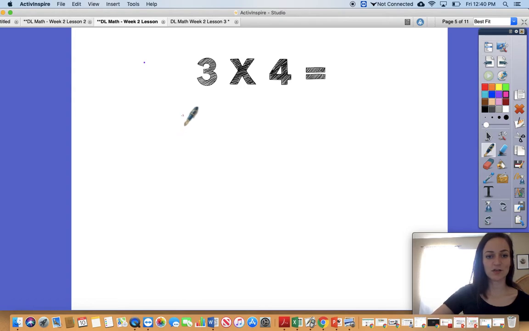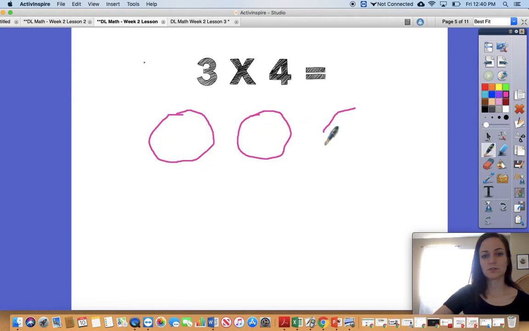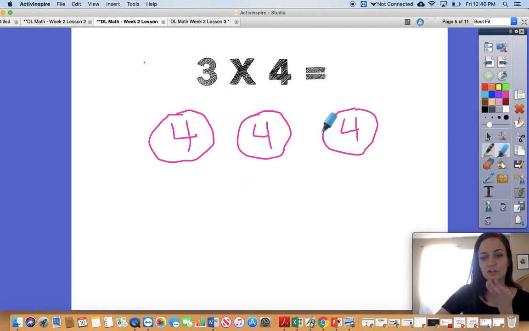3 groups of 4. 1 group, 2 groups, 3 groups. 3 groups of 4, so I'm going to put 4 in each group. 4, 4, 4. I can also draw this as 4 groups of 3, right? Or let's look at another totally different way. This is called an array, and I can do it in rows and columns. I could do 3 times 4.